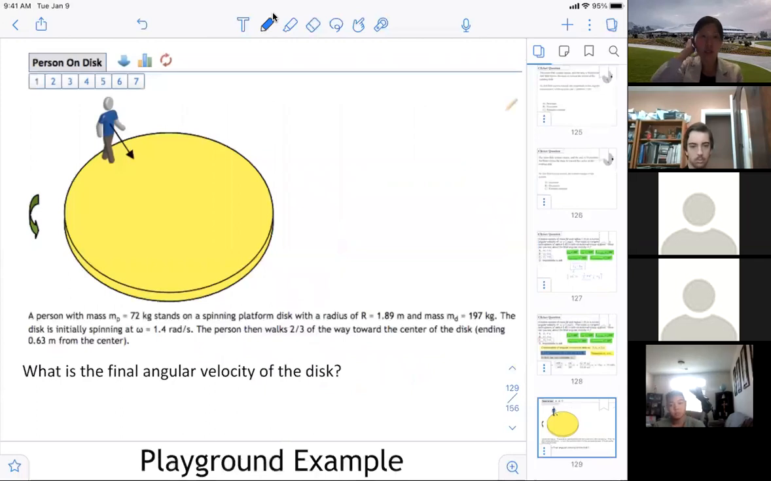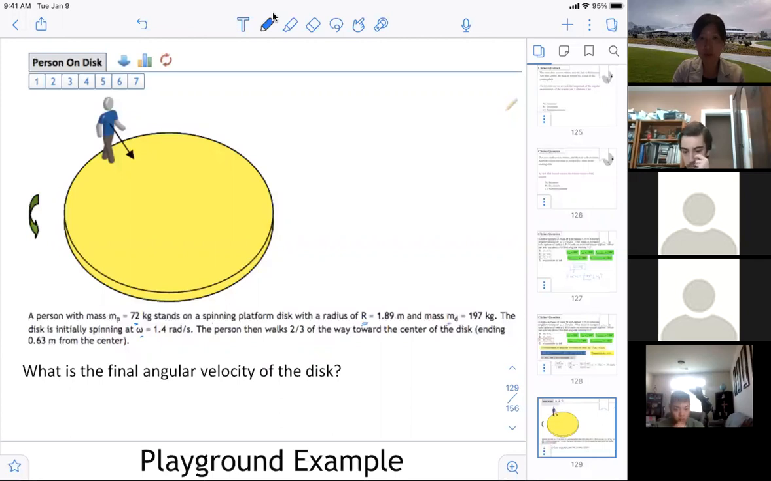Okay, so a person on a disk. Well, this is not different from a bug on the disk, right? You can change this person to a bug, but the process will still be the same. Now we do have some numbers to work with. We have a person, the mass is given, who stands on a spinning platform, and R and the mass of the disk are given, and the initial velocity of the disk was given. But the person now changes their position.